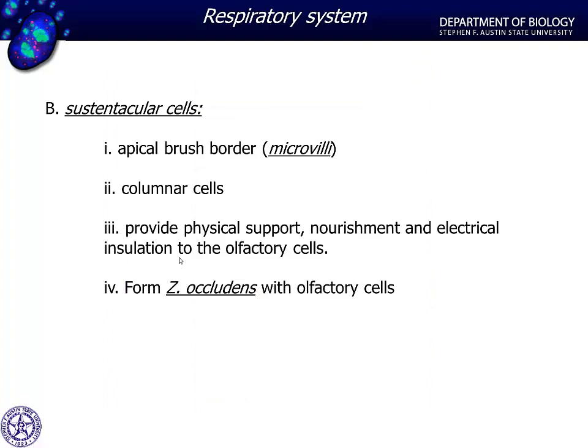So we've got our olfactory cells, the bipolar neurons. Here are the supportive cells, the sustentacular cells. They're going to have microvilli on the surface, and they are going to be the ones that provide this physical support. They're going to assist in the nourishment of these cells. They're going to electrically insulate these cells, and actually help maintain this sort of distinct environment in the olfactory lumen versus down in the lamina propria. These sustentacular cells are going to form zonula occludens with the olfactory cells, and therefore tight junctional complexes, so the material can't seep down between the cells and into the lamina propria.